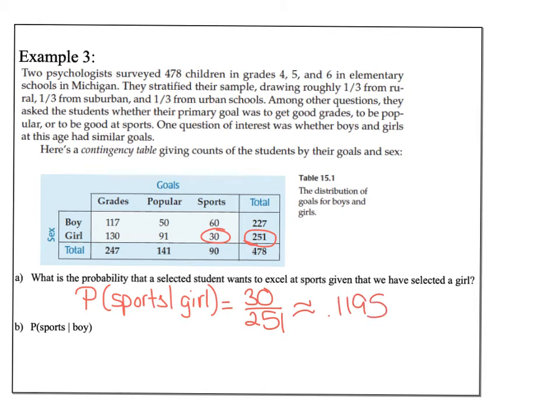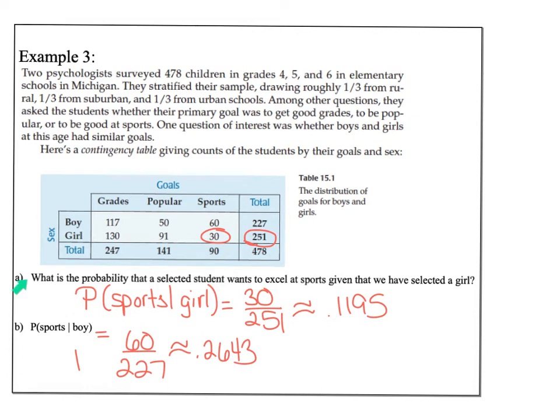Okay, so what about the probability of sports given that it's a boy? All right, so sports would be 60 out of 227, which is approximately 0.2643. So what conclusion can we draw here? What were we interested in? One question of interest was whether boys and girls at this age had similar goals.